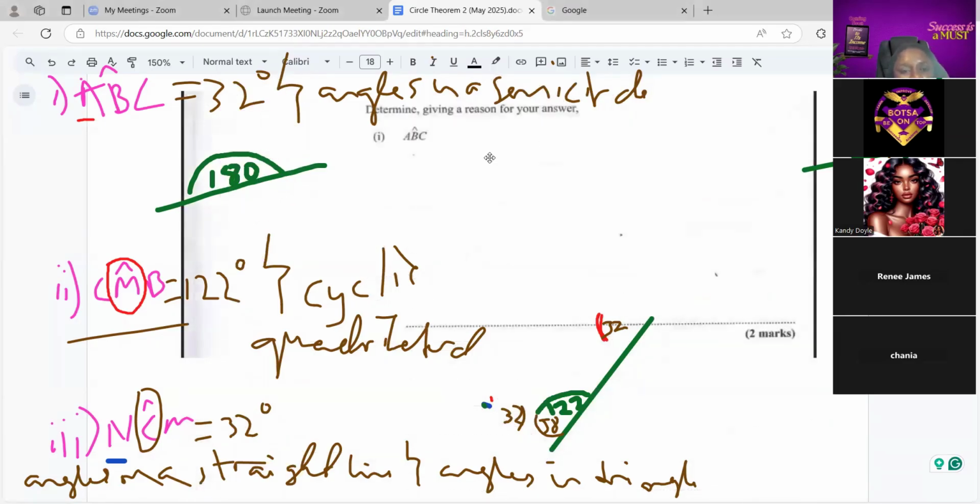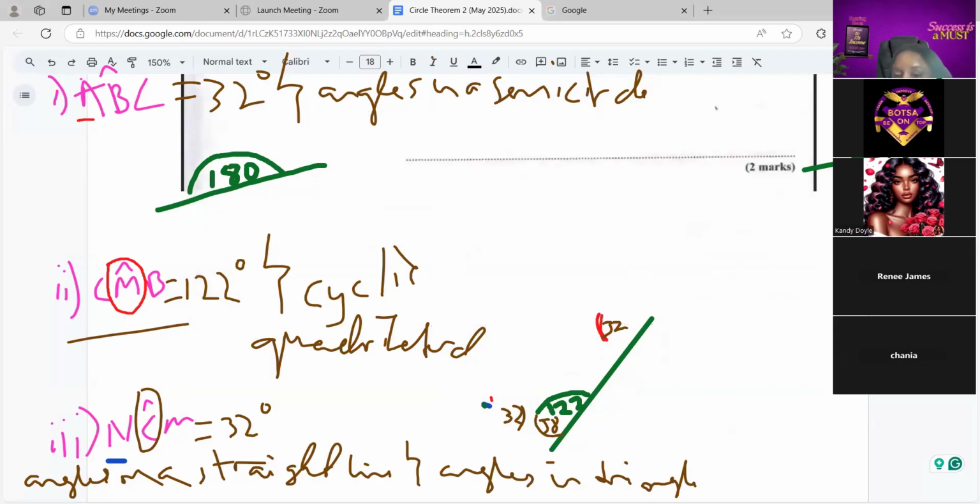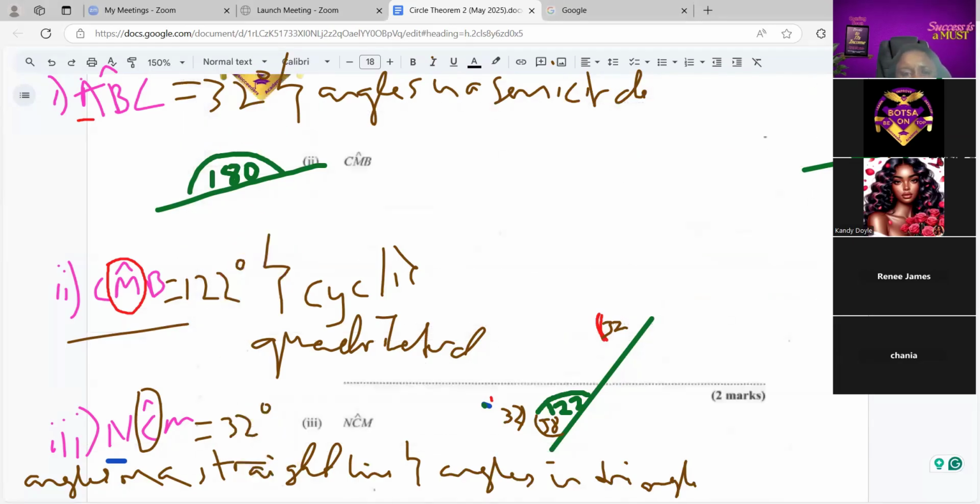Because look at this. The answer for AB, you're getting 1 mark for that 32 degrees. The next mark is given for your reason. Same thing for this one. Which one is that? When we found CMB, you get 1 mark for this angle.